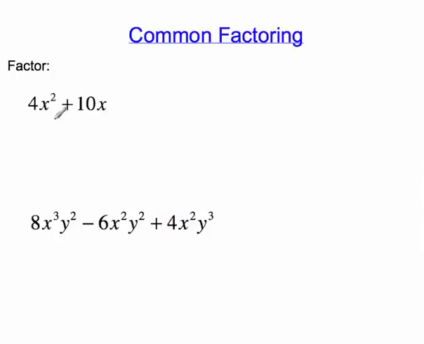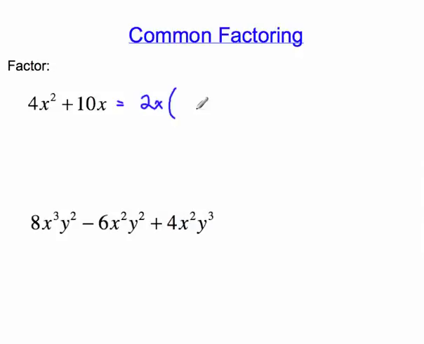Common factoring means factoring out something that is common to every term in the polynomial. So if you're given something like this, you look at 4x squared and 10x. Remember, first you look at the coefficients and what is the largest number that is a factor of both 4 and 10, and in this case it's 2. And then you look at the variables and you look at the highest power of each of the variables that you can take out. So there's an x in both, so you can take out x, which is essentially x to the power of 1.